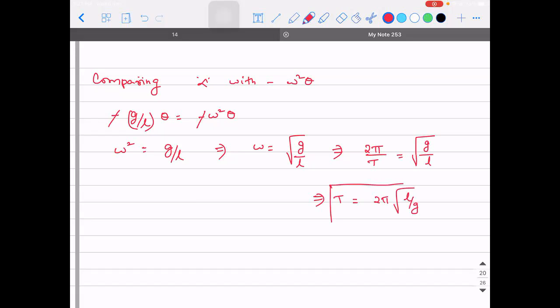You remember we saw this formula in the first chapter itself. We calculated the error in the time period of simple pendulum. They would have told the time period of a simple pendulum is given as 2 pi root of L divided by g. Clear? Yes, sir.